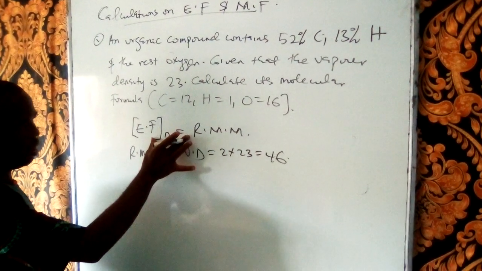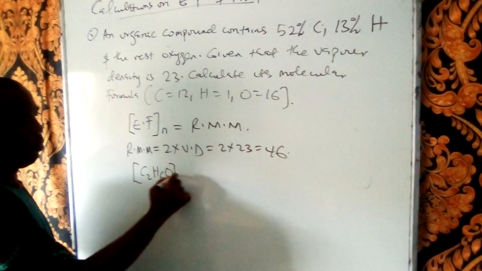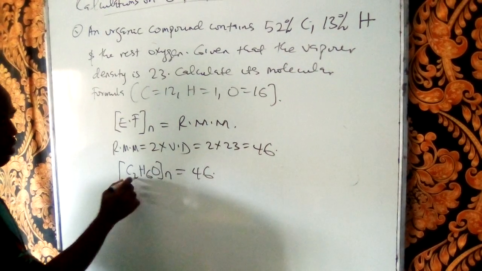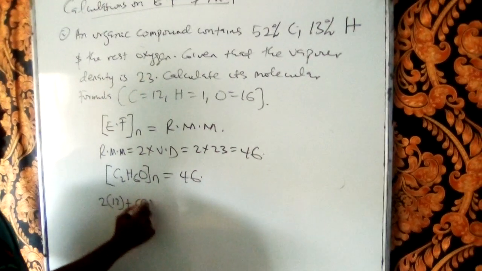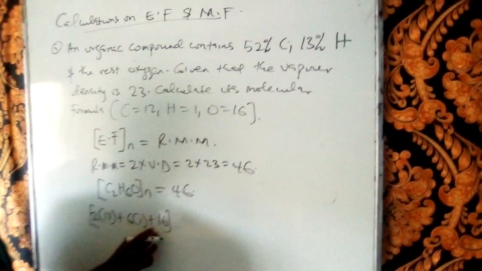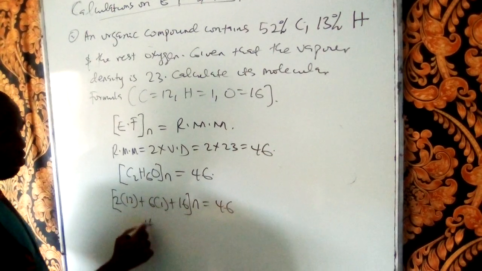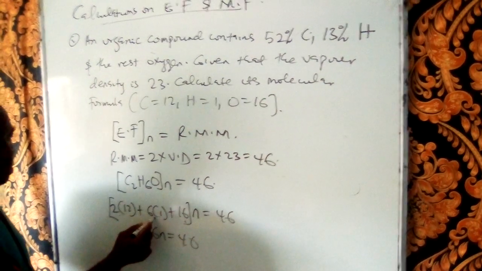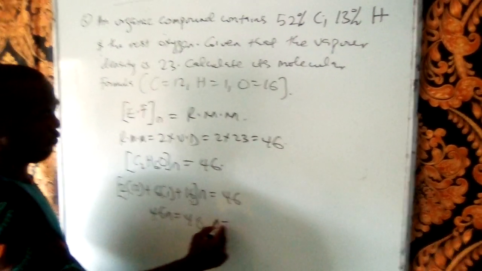You go back to this formula, the empirical formula we got as C2H6O multiplied by n equal to 46. So having done that, we now have 12 for carbon, 6 for hydrogen, and then 16. Replacing these values by the actual atomic masses multiplied by n equal to 46. So you add everything, everything here will give us 46. 24 plus 6 is 30, then 30 plus 16 is 46. So n becomes 46 by 46.